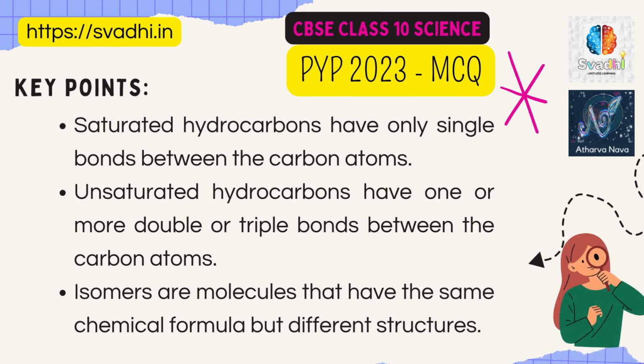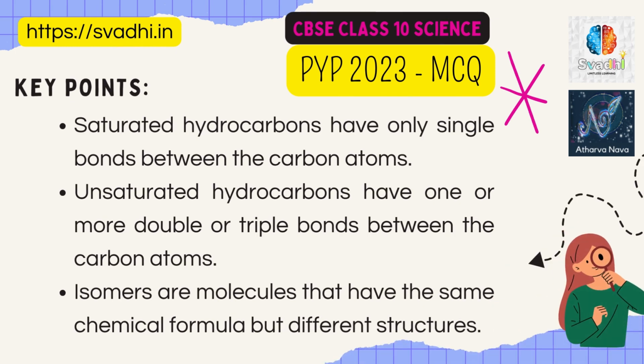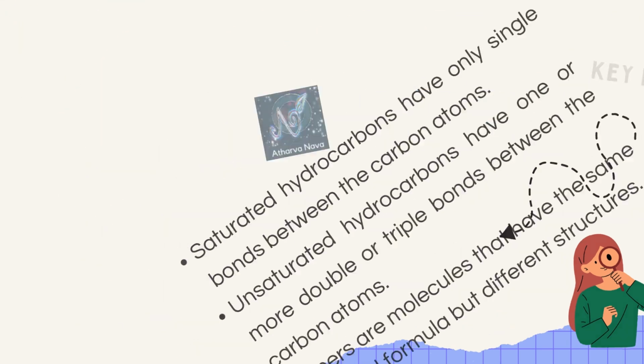Key points. Saturated hydrocarbons have only single bonds between the carbon atoms. Unsaturated hydrocarbons have 1 or more double or triple bonds between the carbon atoms. Isomers are molecules that have the same chemical formula but different structures.